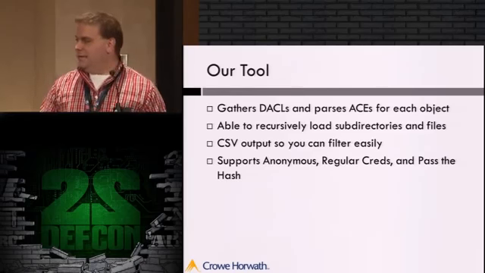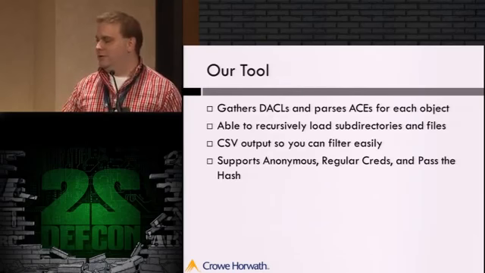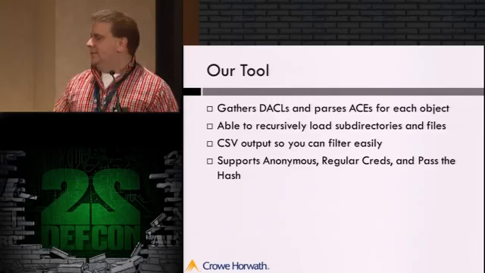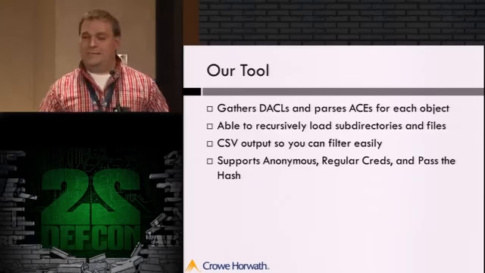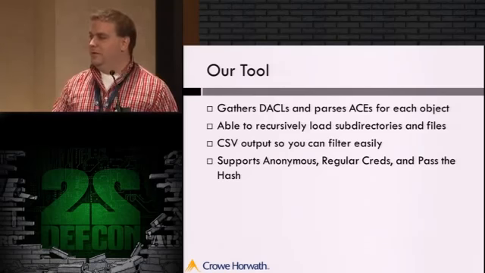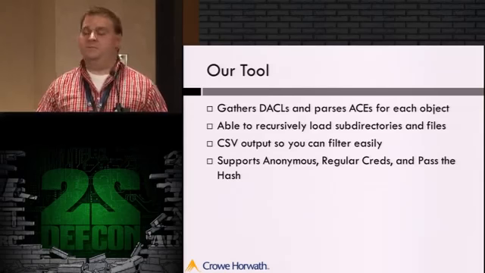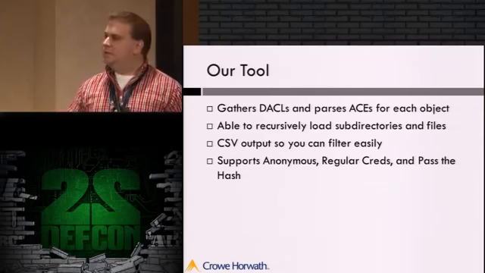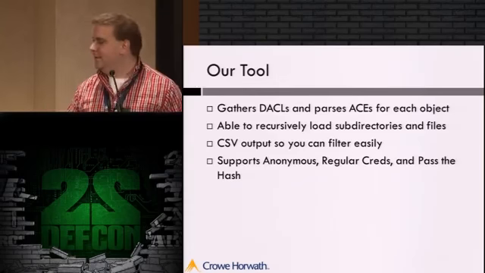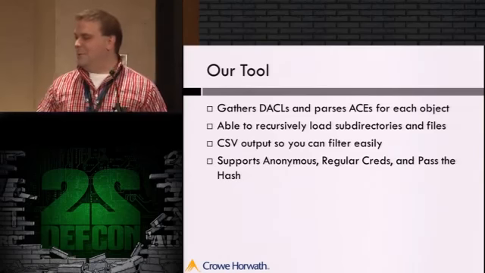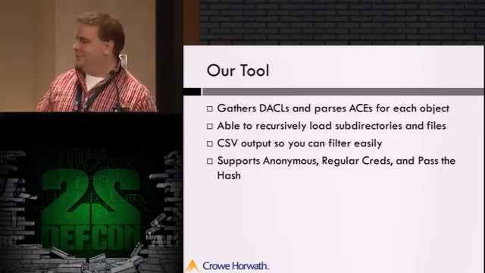So for what we do, we gather the DACLs, we parse the ACEs, we give you a nice CSV so that you can go to your spreadsheet of choice and filter everything out. We'll recursively go as deep as you want. So we have actually pulled every permission from a file server that had over 500,000 objects on it. It took about 30 minutes, and it was a gigantic CSV file. Excel complained. But we also support anonymous. We can use regular creds, and actually we do support pass the hash, although there's a little bit of a caveat there.